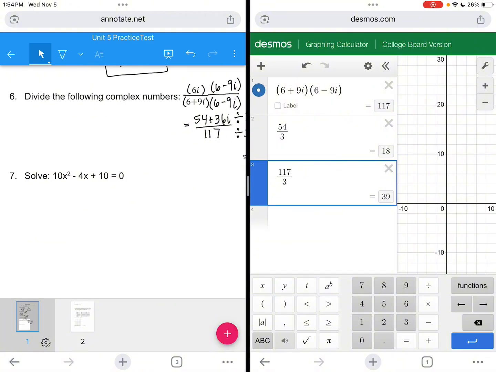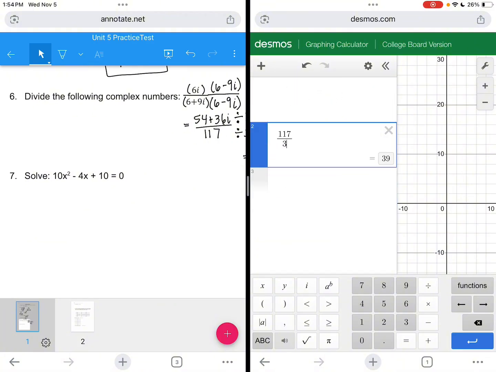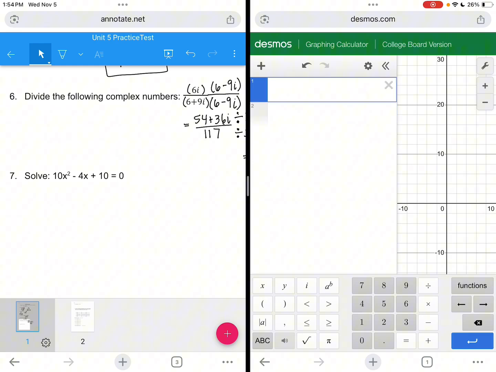Okay. Number 7, I'm going to go ahead and plug it into Desmos and see if I get an x-intercept. Instead of equals 0, I am going to do equals y though, so I can actually see the full graph.